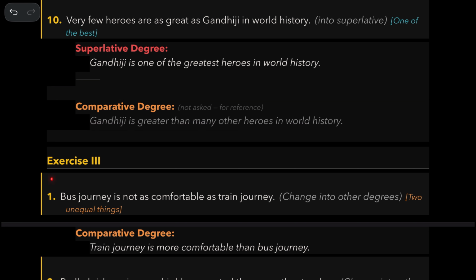Now the third exercise in the textbook, the last one also: bus journey is not as comfortable as train journey. So again, confusing instruction. Only two things are compared here. That is the reason why they could have said use more comfortable, or comparative form. Train journey is more comfortable than bus journey.